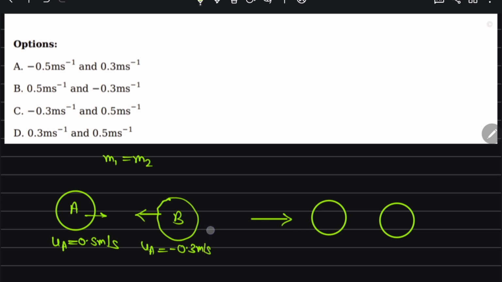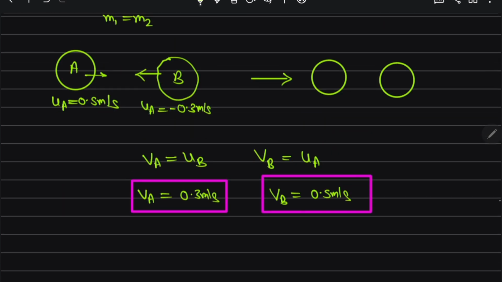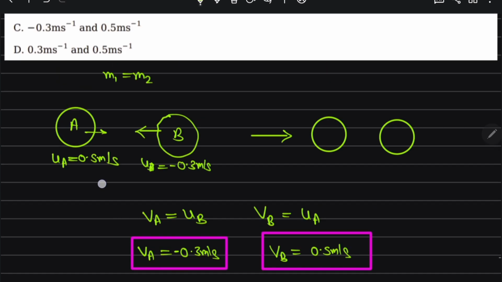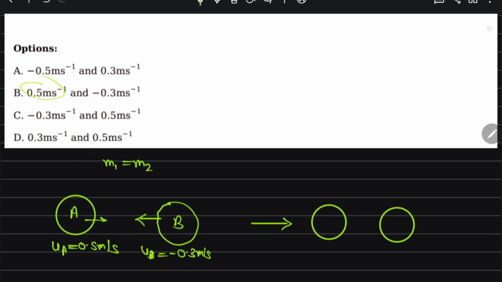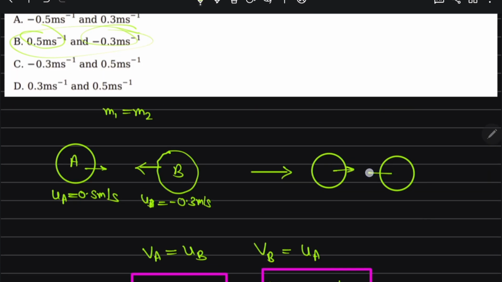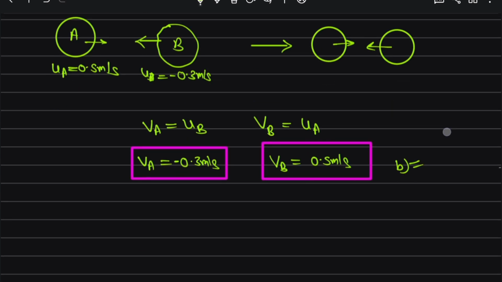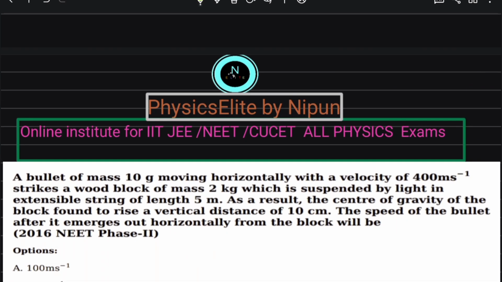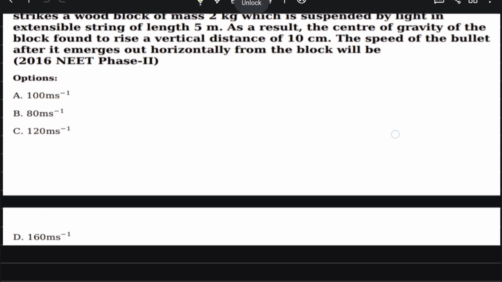So their velocities are going to be exchanged. This is our second body, so it becomes minus 0.3, and the velocity of B is 0.5 meter per second. So here you see the velocity of B is 0.5 and the velocity of A is 0.3 in the opposite direction. So option B is correct. In this question they didn't mention the direction of the velocity, but from the options we can conclude that no option matches if we assume both bodies are moving in the same direction. So we have to take the opposite direction. Now I proceed to the next question.